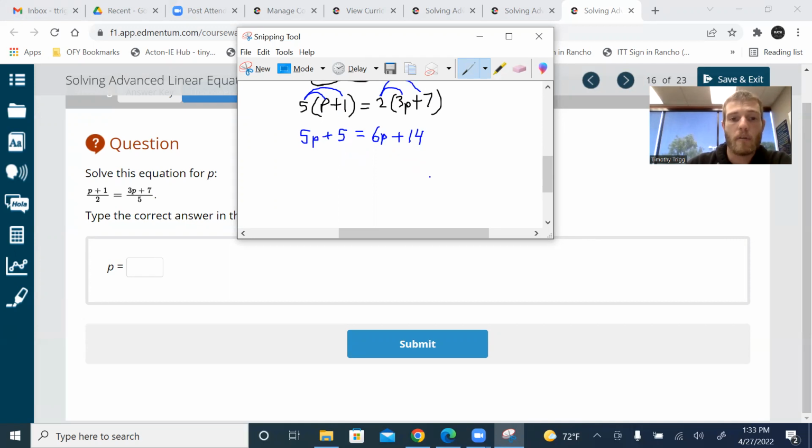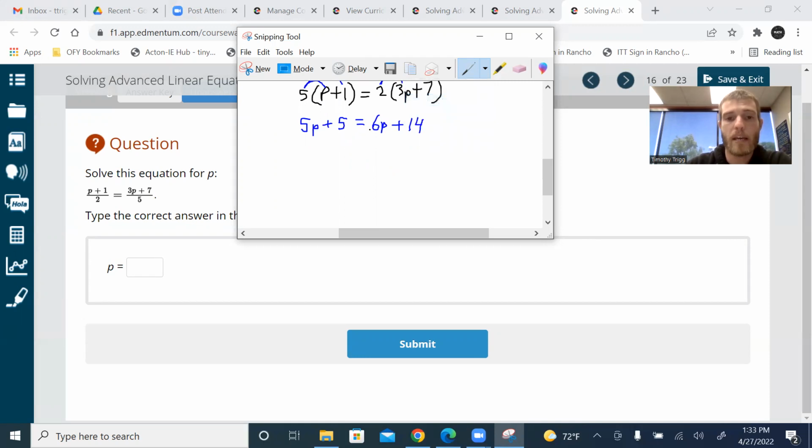Okay. From here, it's very similar to what we did in the last lesson, where we have p's on both sides of the equation. So I'm going to move all my p's together on the same side. You can move them all to the left or move them all to the right. It honestly doesn't matter. In my case, I'm going to move them to the right here. Subtract 5p. That means I have to subtract 5p from the other side. 5 equals 6p minus 5p is 1p. We also have this plus 14 here.